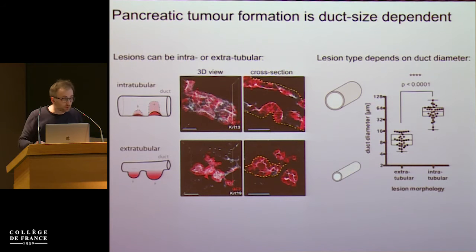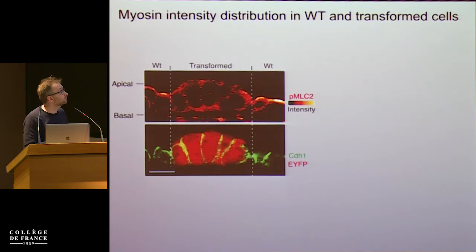Okay, and then the question is, why are these 2 shapes emerging? And this is strongly correlated with the size of the tube. So this is a plot here showing the duct diameter, so the diameter of the tube, and whether the tumor grows extratubularly or intratubularly. And you can see that these intratubular tumors are only seen in large tubes. Okay, so the question is why?